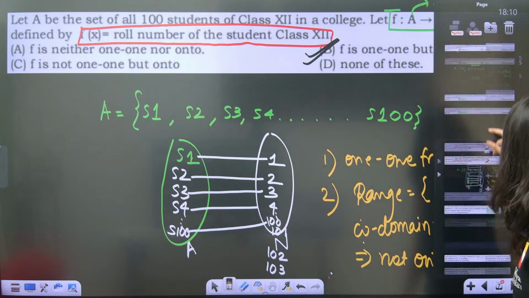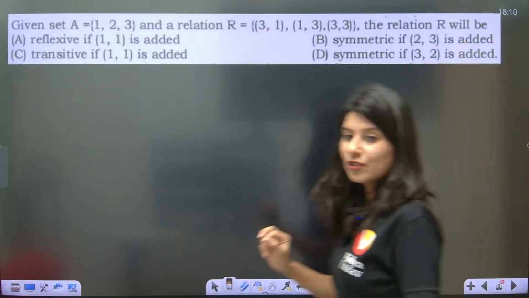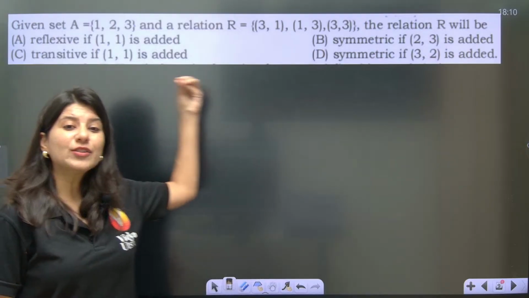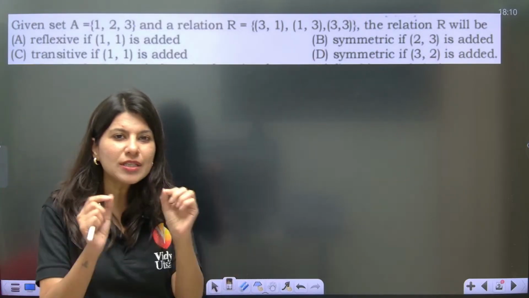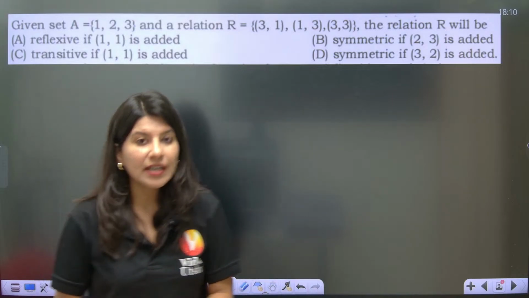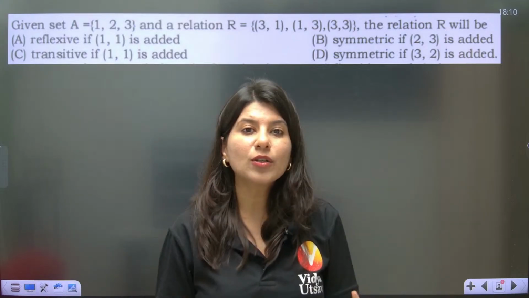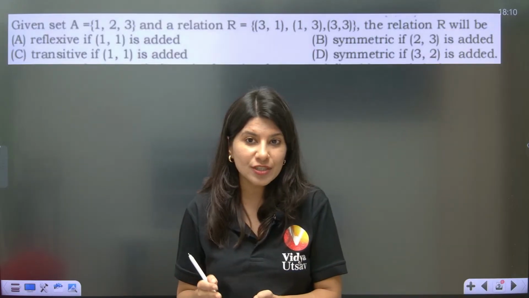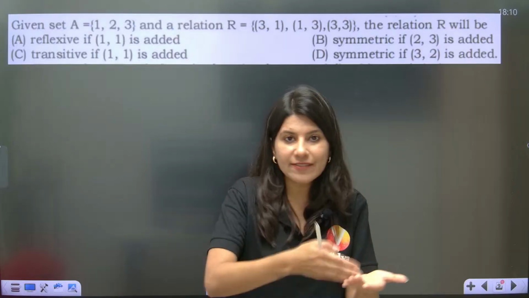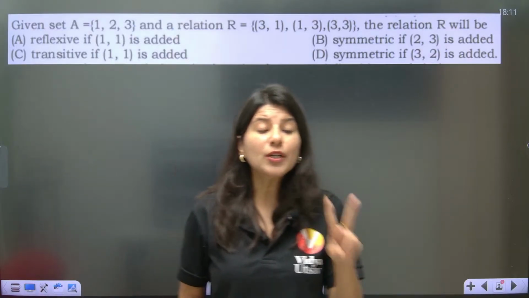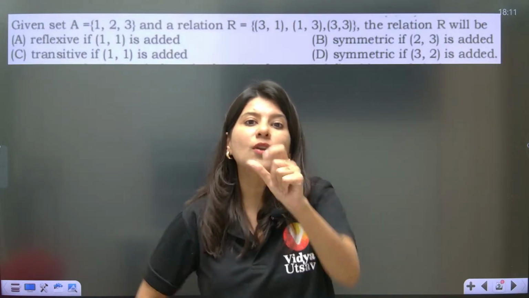All right. Let us move on to the next problem, which is right here. Now this question is very easy. You just need to know what is reflexive, what is symmetric, what is transitive. By now, you must be aware that there are 2 important things in the relations and functions chapter. Number 1 is reflexive, symmetric, transitive, that means equivalence relation. Number 2 is 1-1 and onto functions.